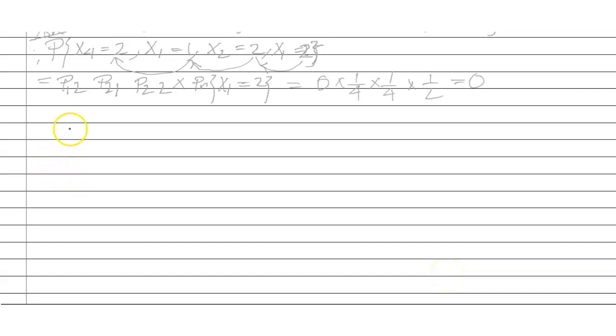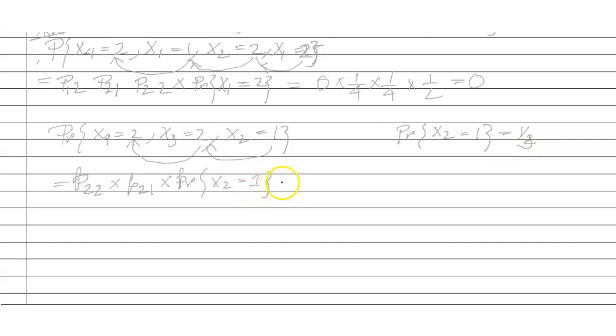Another question is the probability of X4 equals 2, X3 equals 2, and X2 equals 1. How can I find this out, friends? This is also simple and easy. First I get this value P22 into P21 into P of X2 equals 1. It is also given that the value of P of X2 equals 1 is 1/3. This is given.